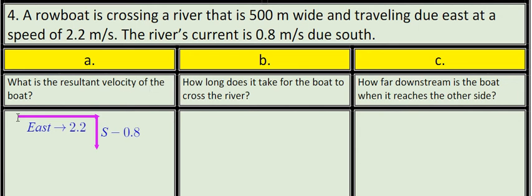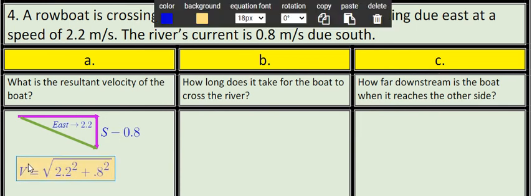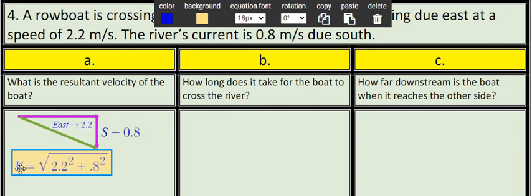So what we're really saying is to get the resultant, what's happening when both of these things are interacting on the boat at the same time? So we've got the square root of a squared plus b squared. So V, in this case, I used a capital V for velocity, is the square root of 2.2 squared plus 0.8 squared, all under the radical.